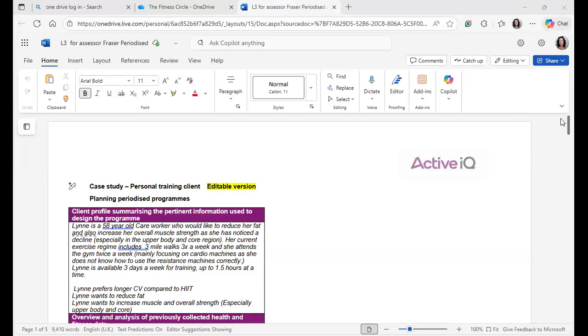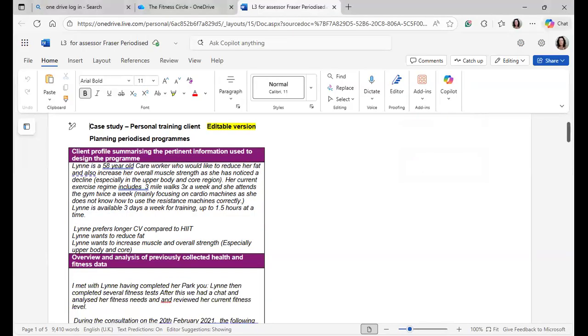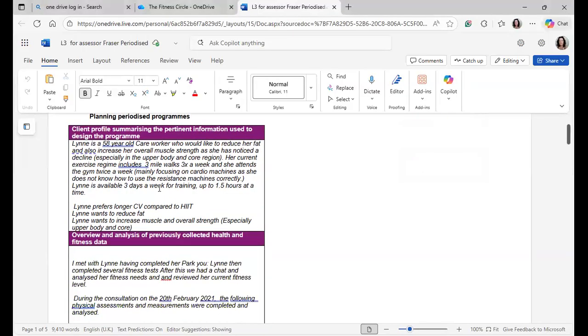Now let's take a look at a completed 12-week plan. So in this section, we want a full overview of your client. Do remember, everyone, you can pull a lot of this information from your client interview template, which you've already completed and been observed discussing with the client. So do put a lot of the information in there. What's their current level? What are their aims, aspirations, and so on?